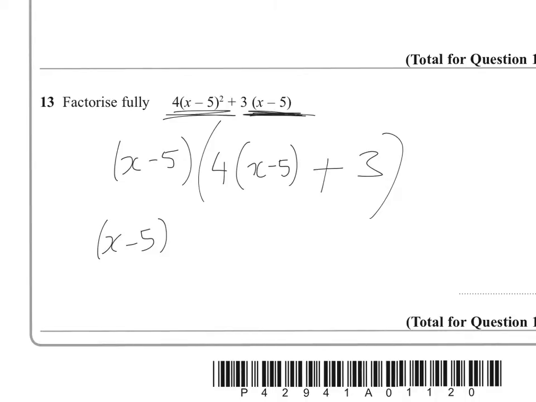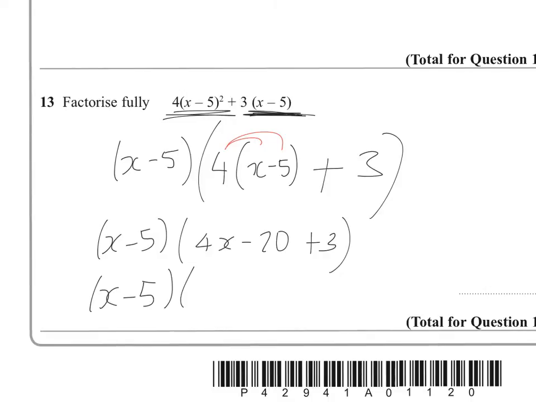Now the second bracket I can expand and simplify. So 4 times x, 4 times minus 5, which leaves me with x minus 5, 4x minus 17.